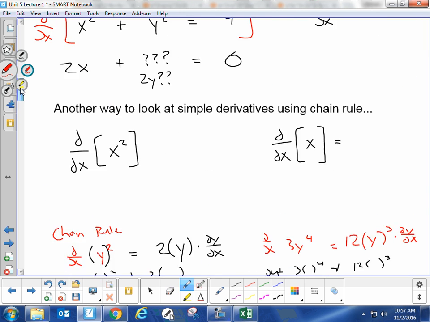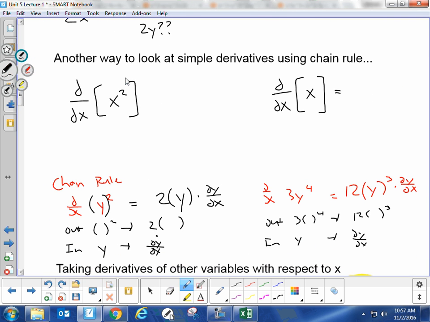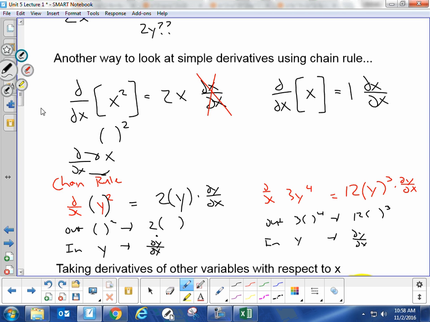Now, what's interesting, and you don't have to write this down, but another way to look at simple derivatives like x squared or the derivative of x is using the chain rule. And if you think about it, we could have an outside, which is the squared, and the inside is x. If I took the derivative, I could actually have 2x, and then using this multiplication technique, we'd have dx over dx. Now, why do we not need that? Because this is just 1. But it's the same idea as with dy dx. We can have it at the end if we wanted to, but it's unnecessary. It's redundant. This is just 1. That's why this is just 1. It works out. Okay? So, interesting to think of that way.